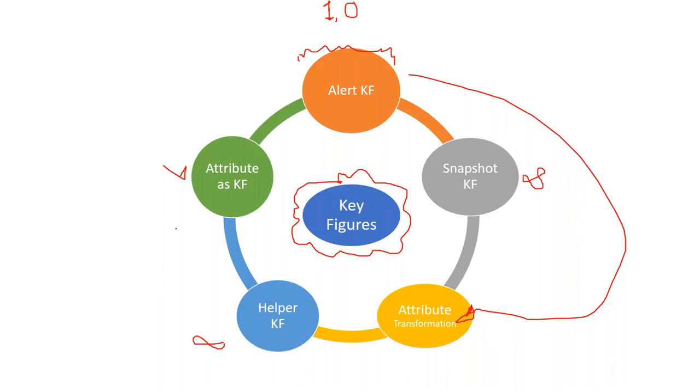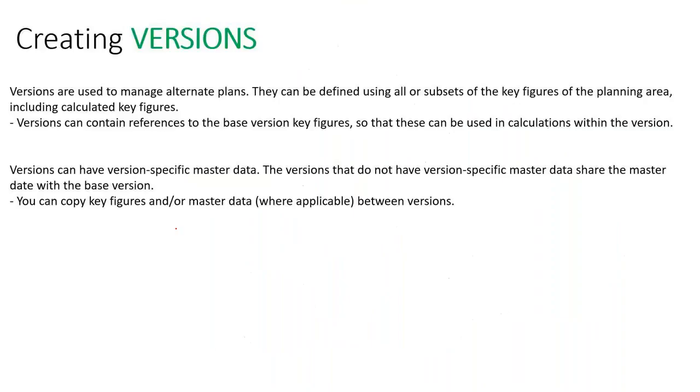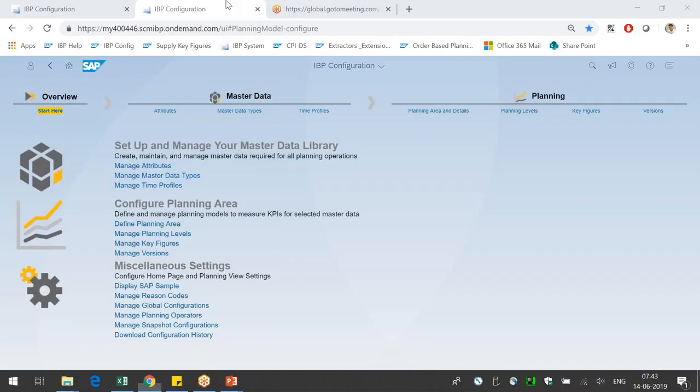So today we're going to touch on the concept of versions and then key figure fixing. So versions are used to manage alternate plans. You use versions to create alternate plans, or let's go back to the system and then start configuring it.